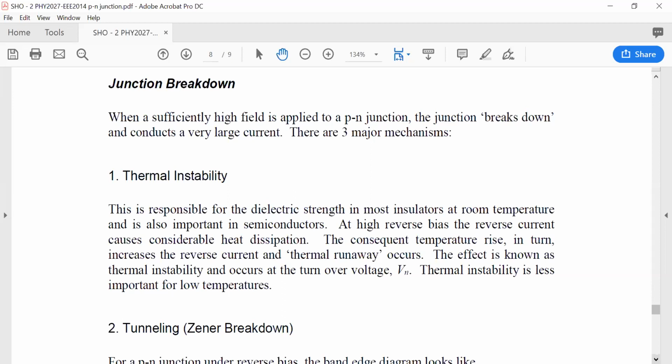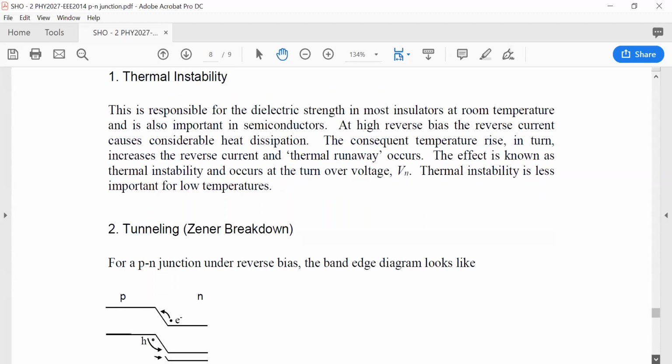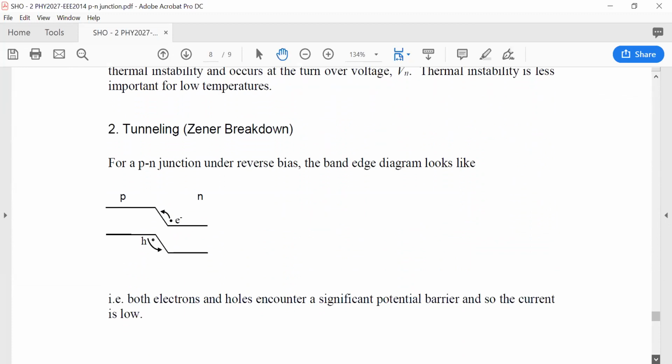In other words, the temperature changes the conduction in such a way that further increases in temperature will occur. Ultimately, this is going to destroy the device operation. It's a type of uncontrolled positive feedback. So the thermal instability, you could say, occurs at a turnover voltage specific to the device, the operating conditions and the material, and it's clearly going to be less important for lower temperatures. But it is something to be aware of that isn't included in the ideal diode equation.